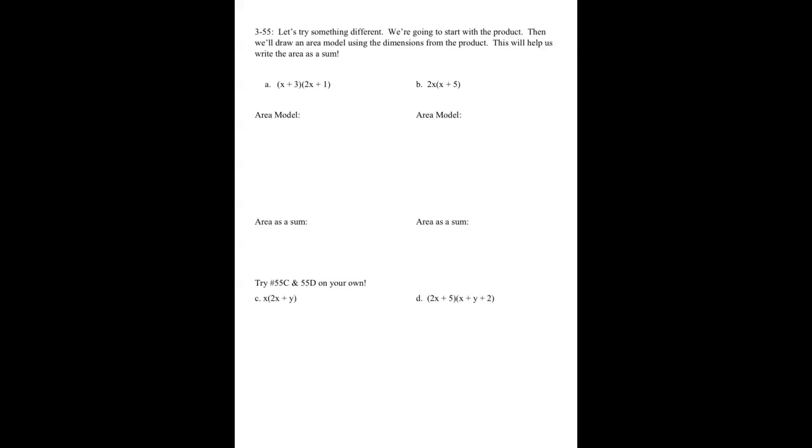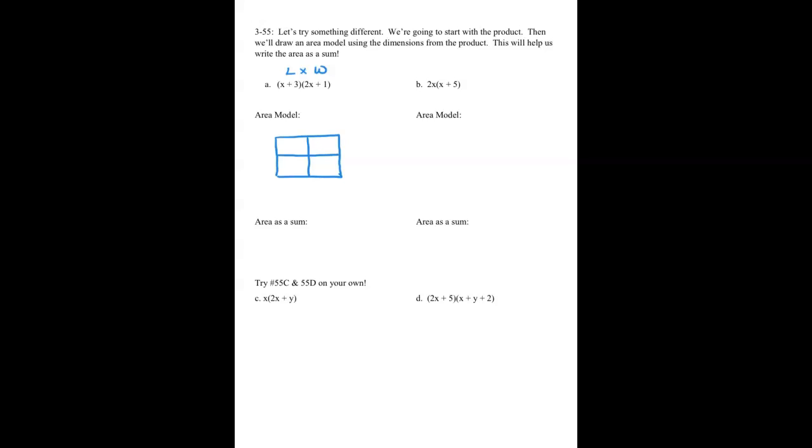Our first product is x plus 3 times 2x plus 1. That means for our rectangle, we're going to use x plus 3 as one of the dimensions, maybe the length, times 2x plus 1, which we could consider our width. So here's what our area model looks like, okay? We're just going to draw a generic rectangle, doesn't matter what the size is. And I'm going to split it into 4 parts.